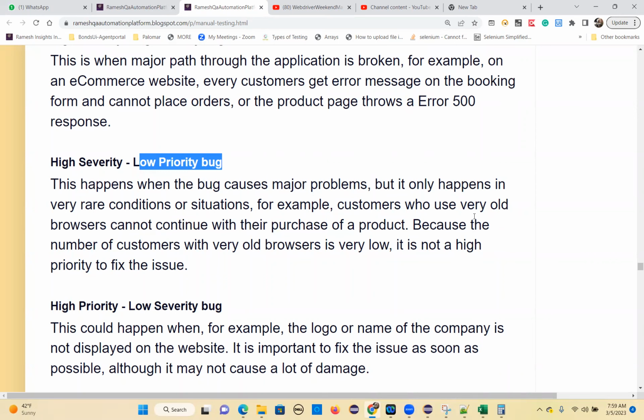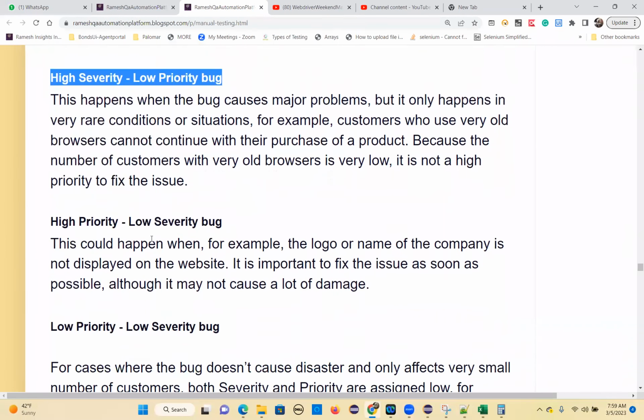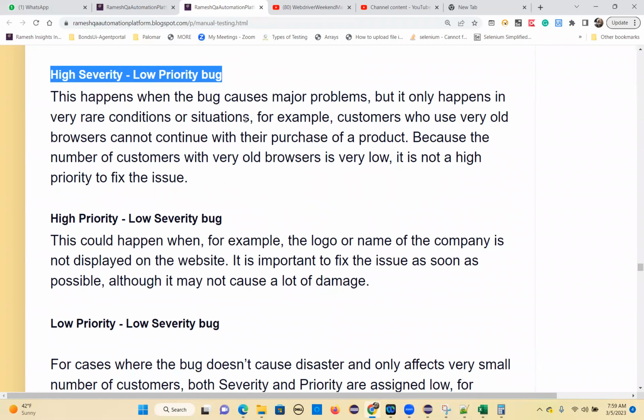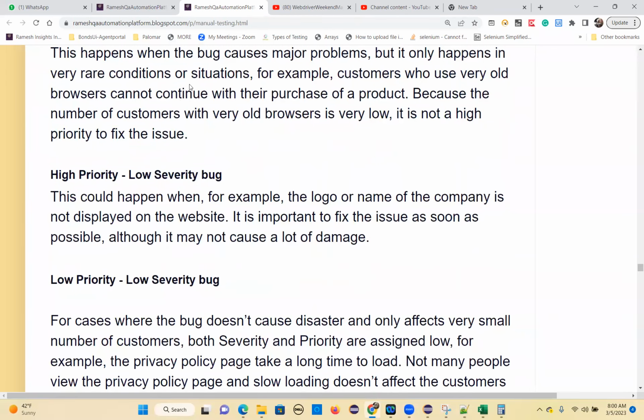For example, customers who use very old browsers cannot continue with their purchases of the product. And you upgrade and you can use it, right? There is no necessity of blocking you. There is a workaround for that. So that is the low priority you can give. There is always an alternative workaround for this. So that time you will give low priority and high severity, because high severity means that is broken. That's why you're giving high severity. Low priority means there is a workaround for that issue. You're not blocking completely. That's the main thing.